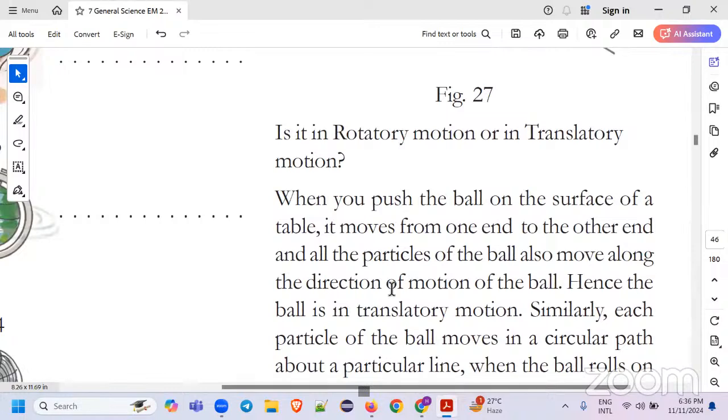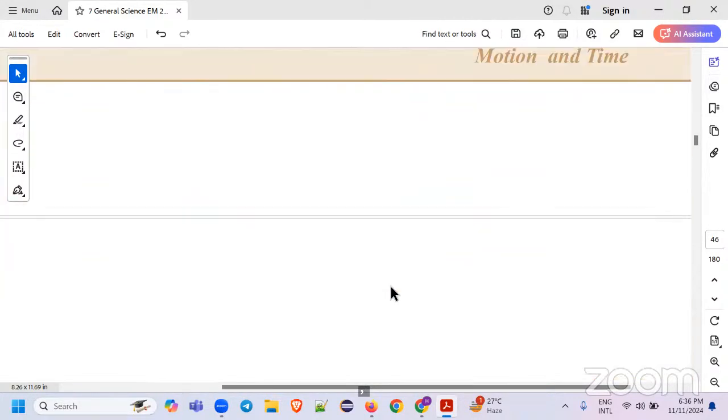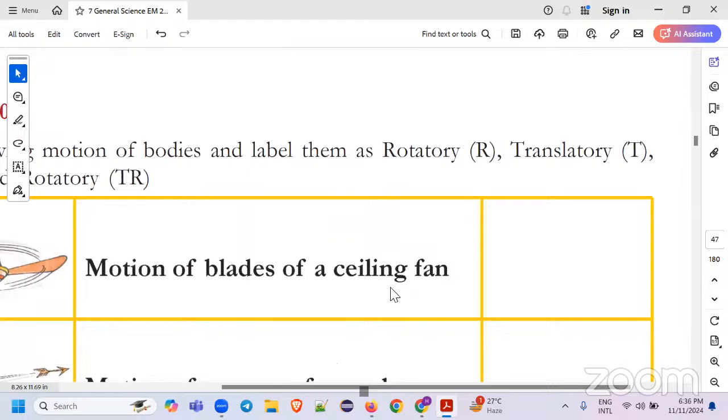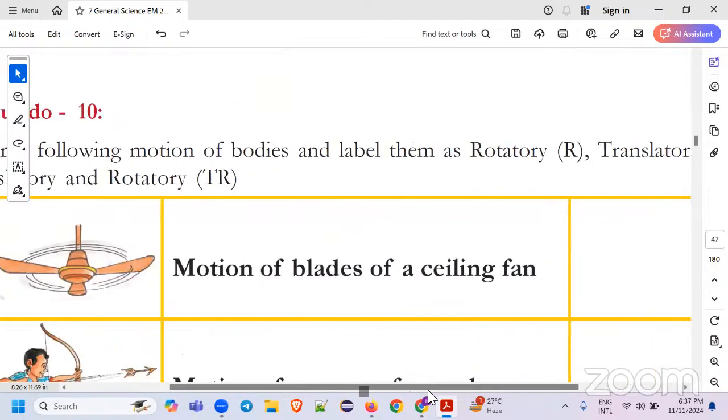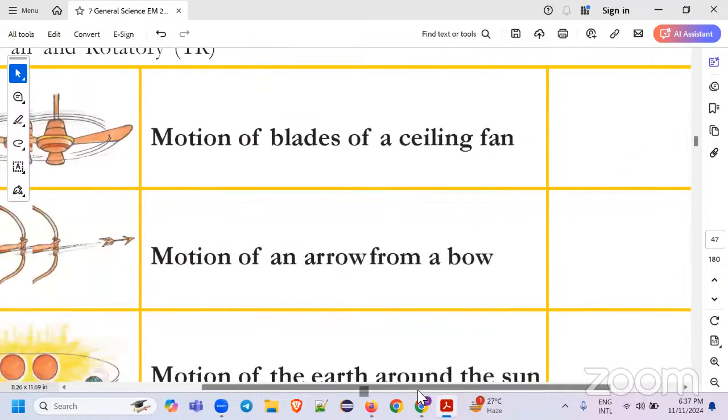Any object, when it is moving, does it have only one kind of motion? Is it necessary to have only one kind of motion? No, it is not necessary to have one kind of motion. Few objects have more than one kind of motion. For that, an activity is given, just you can go through.